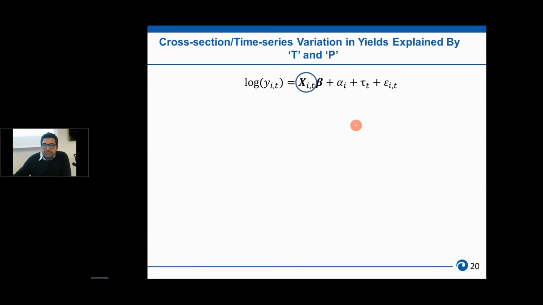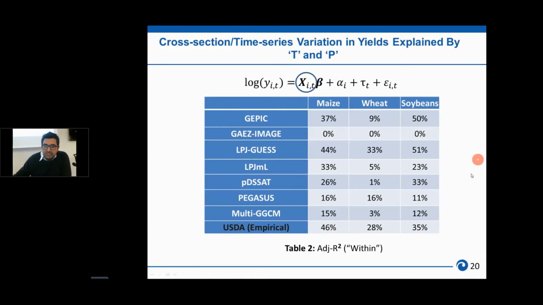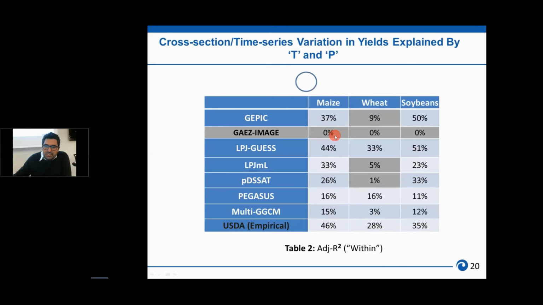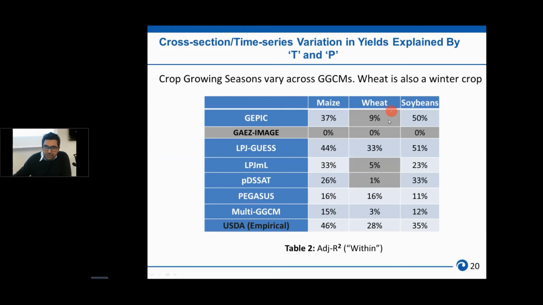What we do is we first look at how well our econometric specification is able to capture the cross-sectional time series variation in yields. So this is the adjusted R square for only the x's, so not taking into account the fixed effect terms. And as you can see, for the empirical specification, we have a good amount of variation that is explained by our predictors, our specification. But we have some issues over here with a crop model, image, as well as for wheat.